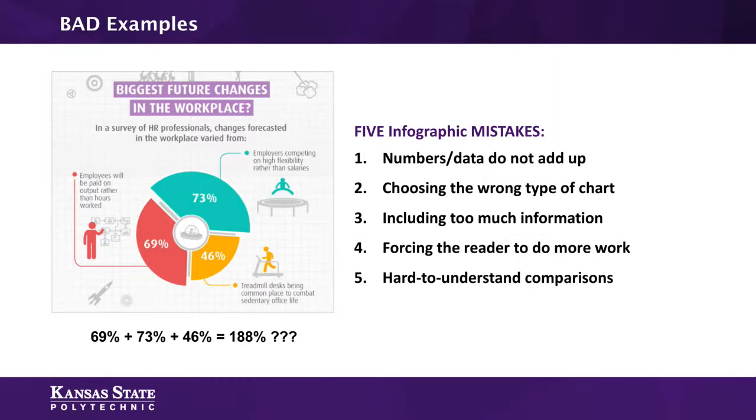Including too much information, like in those examples previously, there's just too much. So you really want to simplify it and get down to the core facts that you're trying to present. Then there's forcing the reader to do more work, like the social media example. Again, there's just so much going on that you're really forcing the reader to think more than they should. Using easy to understand comparisons is something to really think about as well. Don't use comparisons that don't make sense or are too hard to understand.